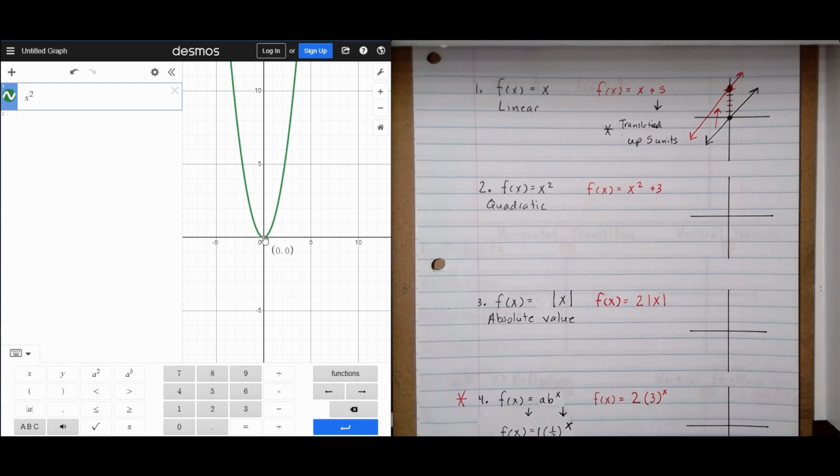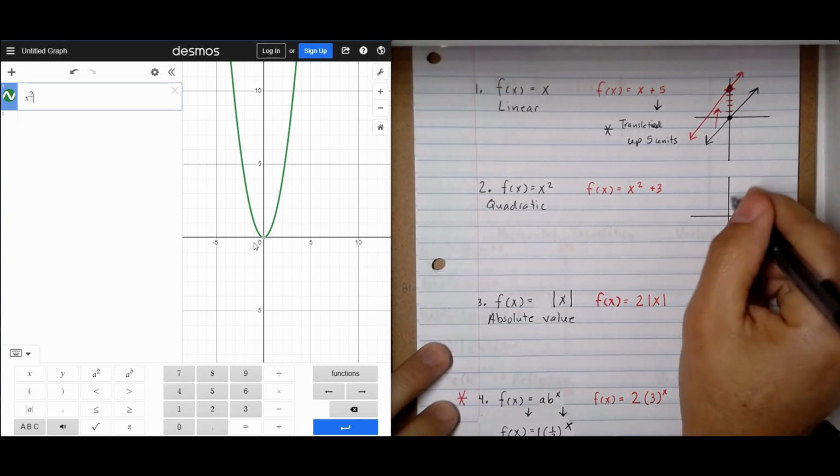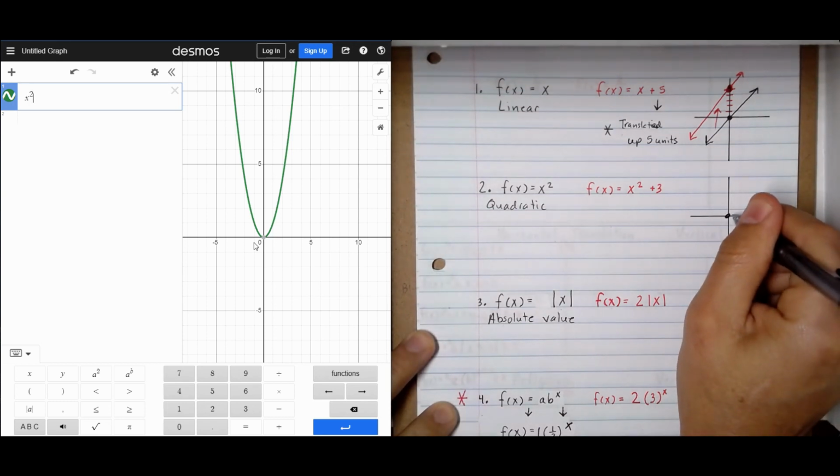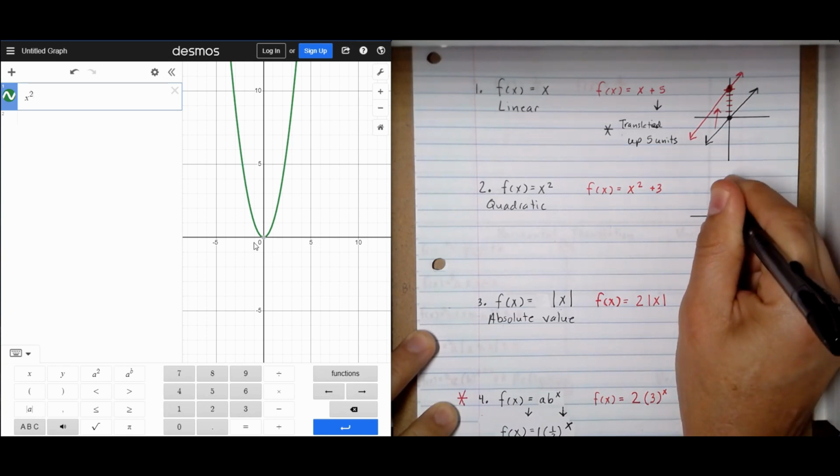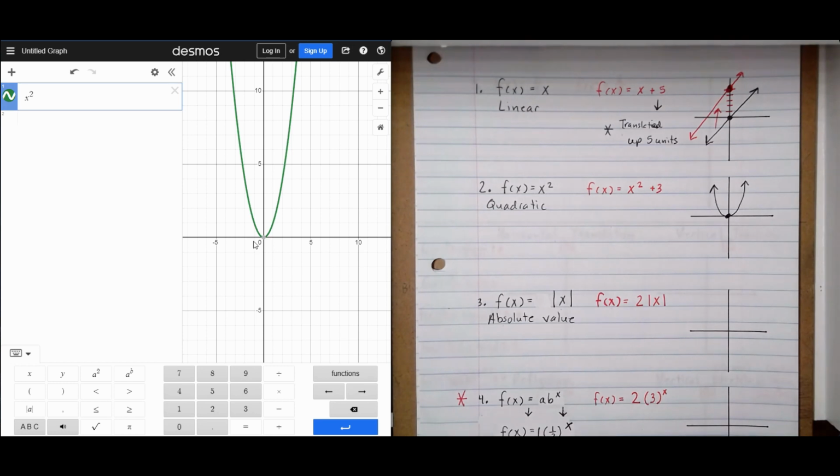Now, before I do that, I am going to go ahead and just draw a sketch of a graph on my line real quick, what this looks like. It looks like it goes through the origin, and it curves up. So this is what it looks like right now. And let's go ahead and transform this.